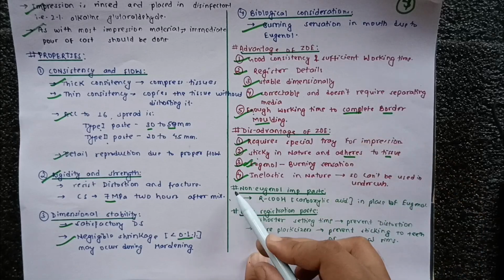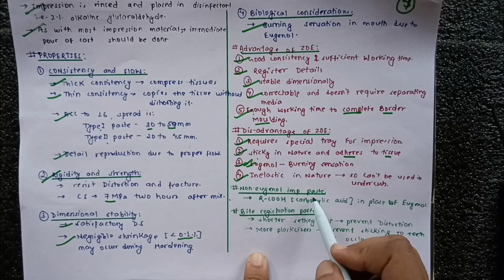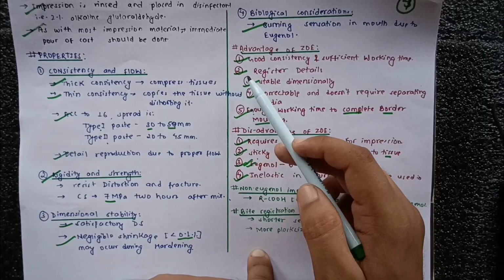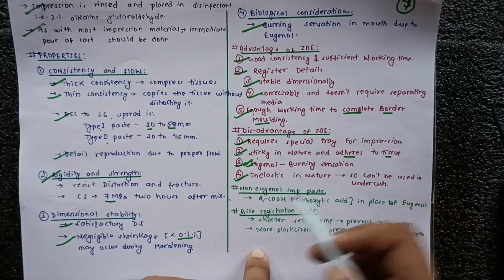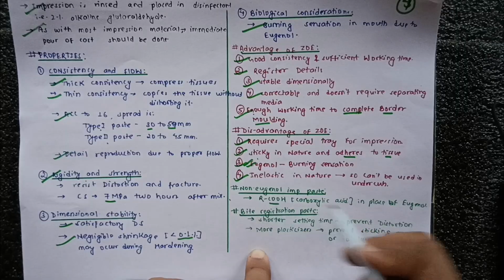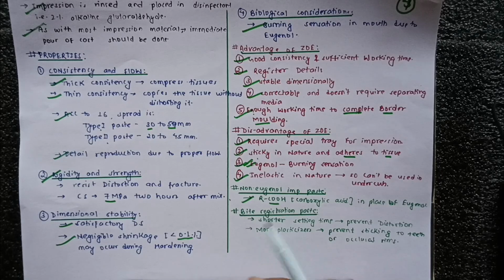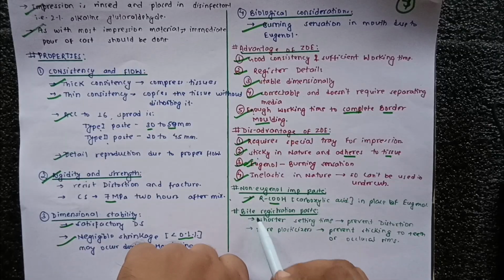Now, small points I have mentioned here. In the non-eugenol impression paste, for overcoming this eugenol, we have used the oil of cloves and we also have plasticizer, but we can also use another substitute of this eugenol, and that is a carboxylic acid, RCOOH. So this is a carboxylic group in place of the eugenol. There is also a presence of the non-eugenol impression paste in the market, and that constitutes of the carboxylic acid. So orthoethoxybenzoic acid is present there.